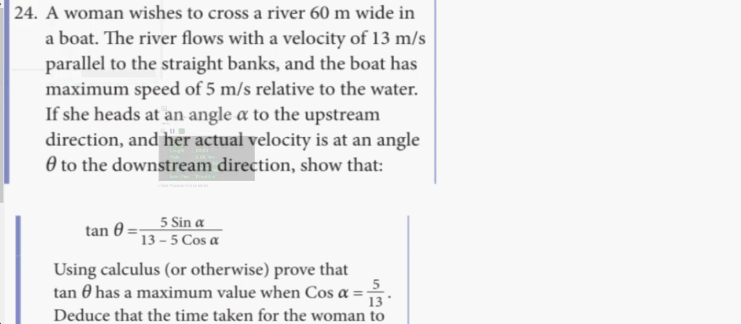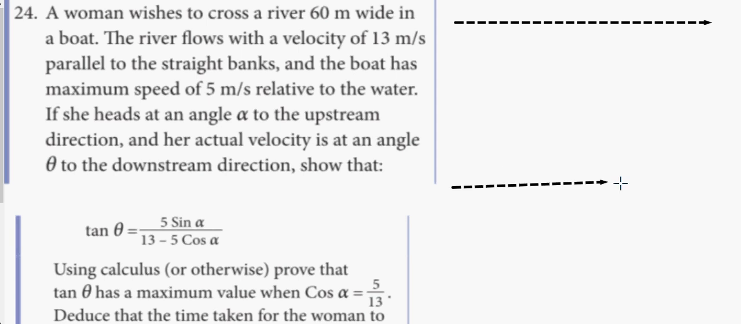Alrighty. A woman wants to cross a river 60 meters wide and the river flows at 13. Is she capable of going straight across? Can she get straight across on her boat? Why not? Yeah, the velocity of the river is too fast and it just simply ain't going to happen.